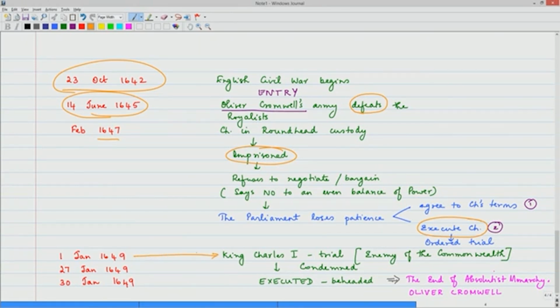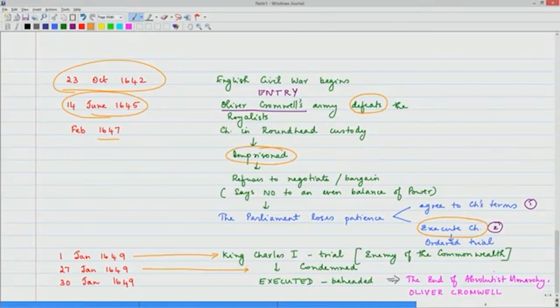We find the trial happening on the New Year day of 1649. King Charles I is tried, and he is also condemned for being the enemy of the Commonwealth. This was for the kind of things that he inflicted on England, Scotland and Ireland put together. We also find that at this point of time, the king continues to be arrogant.